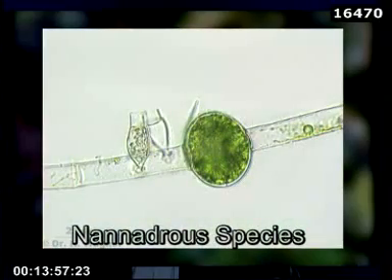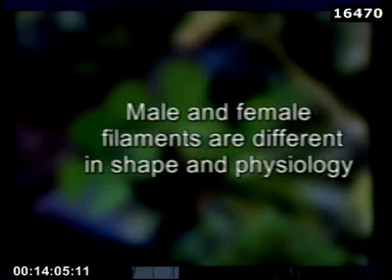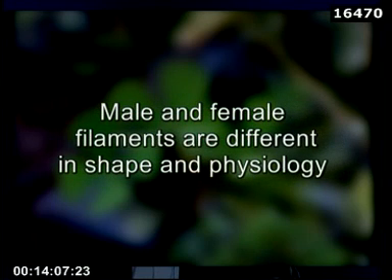Whereas in nannandrous species, the antheridia are produced on small filaments called nannandria or dwarf male filaments, which remain epiphytically attached to the oogonium or the suffultory cell, which is present just below the oogonium. Thus, in nannandrous species, there is dimorphism in Oedogonium thalli. That is, male and female Oedogonium filaments are different in shape, and they are also different in their physiology.